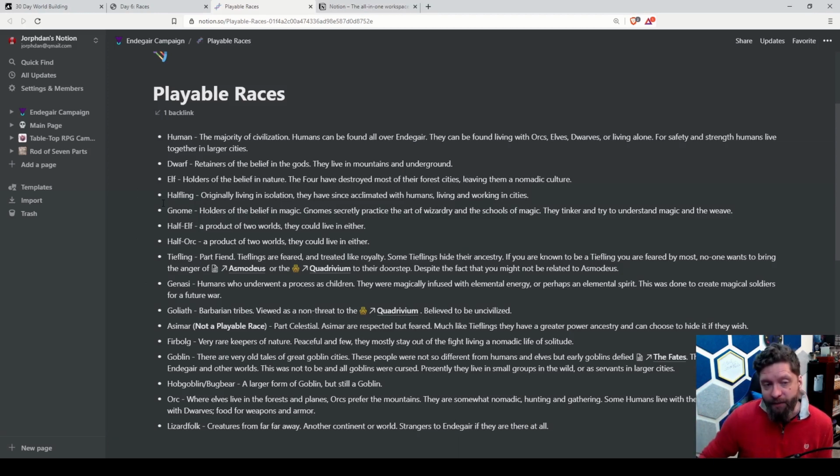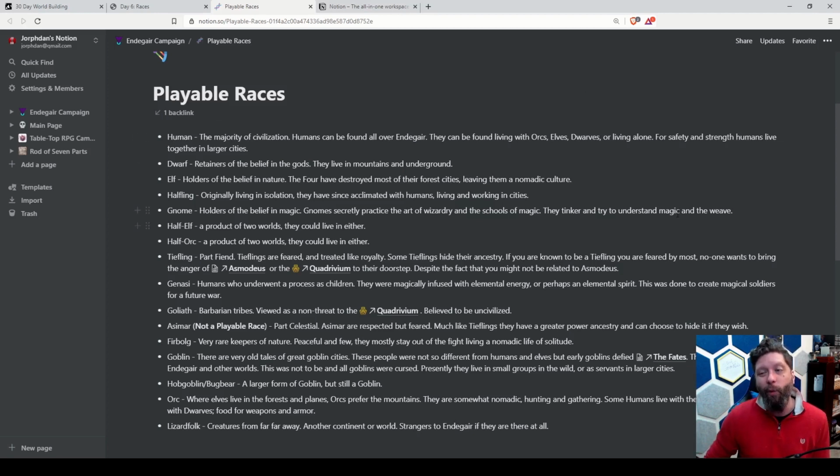Halflings. I like halflings, so I wanted them in. Originally, they lived in isolation. They have since acclimated with living among humans, and you don't really find halfling communities anymore. Or if they're wherever, they just kind of live and work in cities with humans. Gnomes are the holders of the belief in magic, in the arcane magic. Now, gnomes secretly practice the art of wizardry and the schools of magic. They tinker and try to understand magic and the weave.